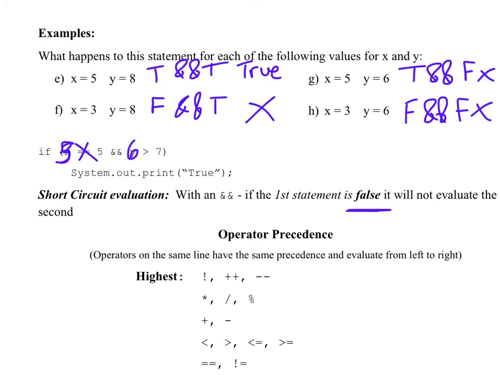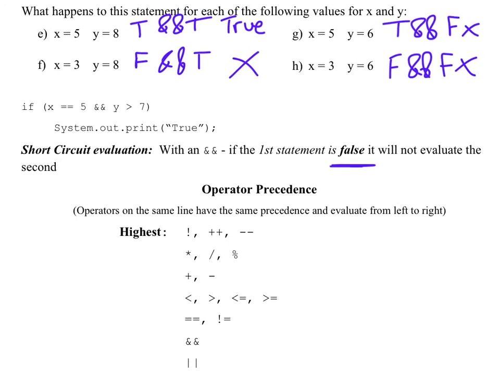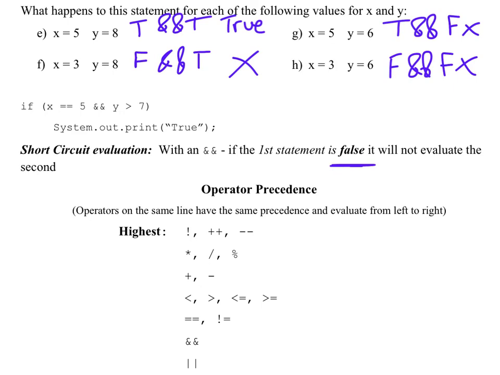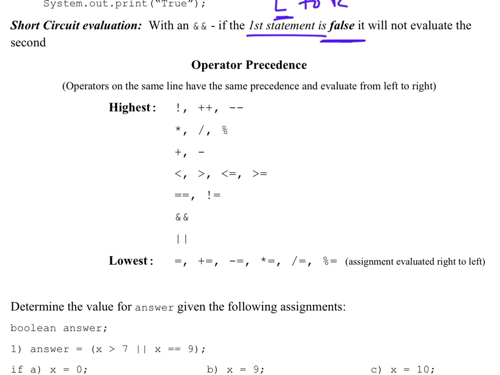Okay, so with the short circuit evaluation with the AND statement, because it's doing things from left to right, it's looking at that first statement, whatever that first statement is. If it's false in an AND statement, it will not even look at the second. It doesn't need to.